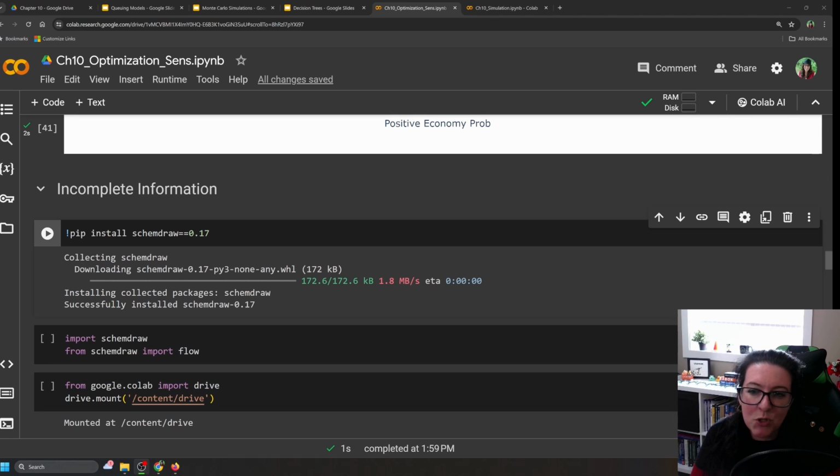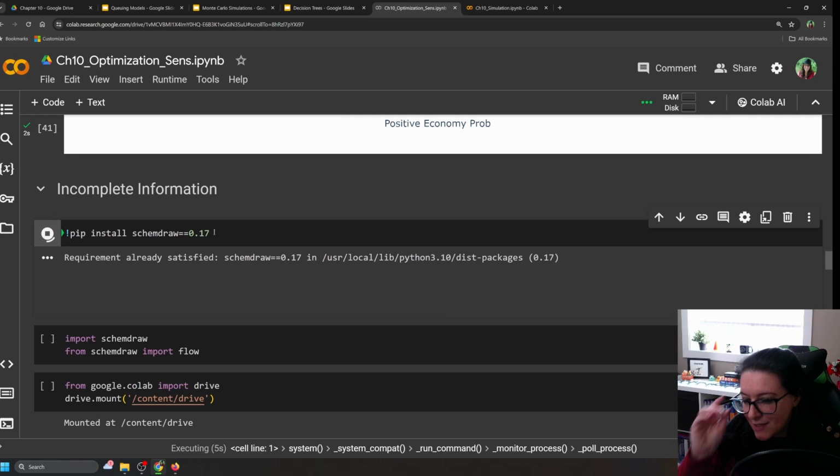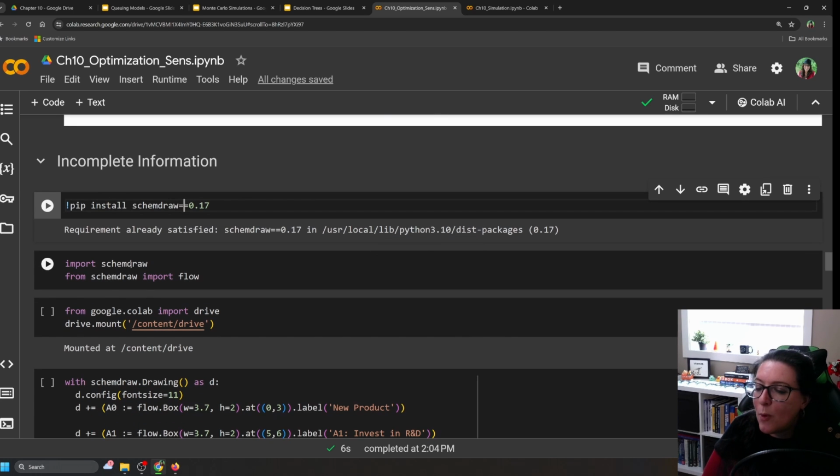Now, I just want to show you something as we move into a more complicated decision tree. If you are using SchemDraw to create these decision trees, first, in our previous video, we found that not all versions of SchemDraw were working properly. So you can change the version here. We are stable here at 0.17. If you run it and it is not working without this piece, and it gives you errors, then you can specify which version of the package to make sure that you have a version that works. We import SchemDraw and we import Flow.